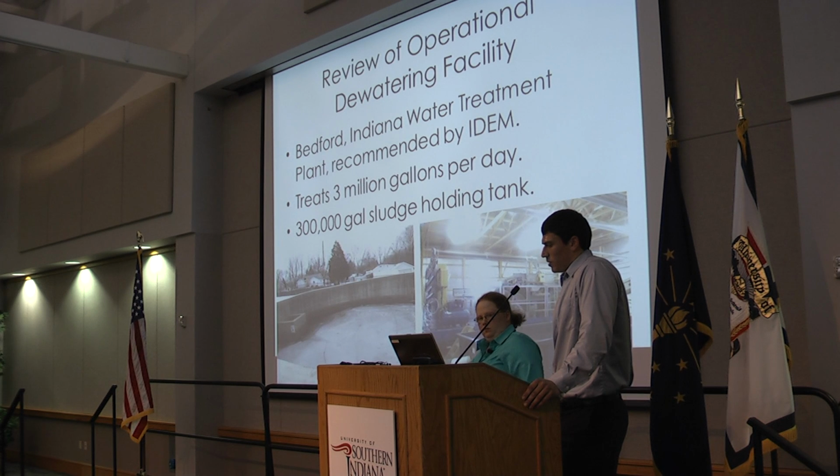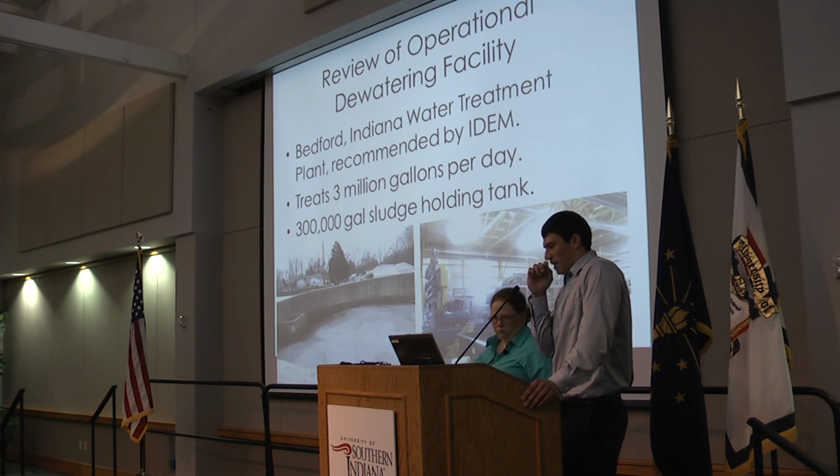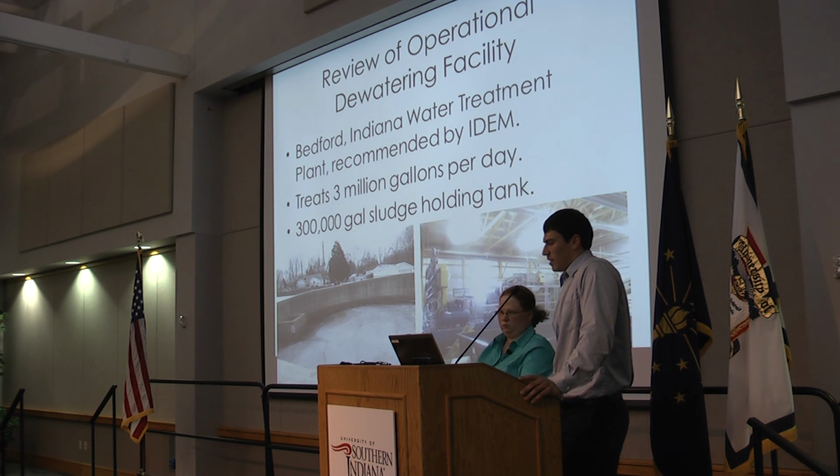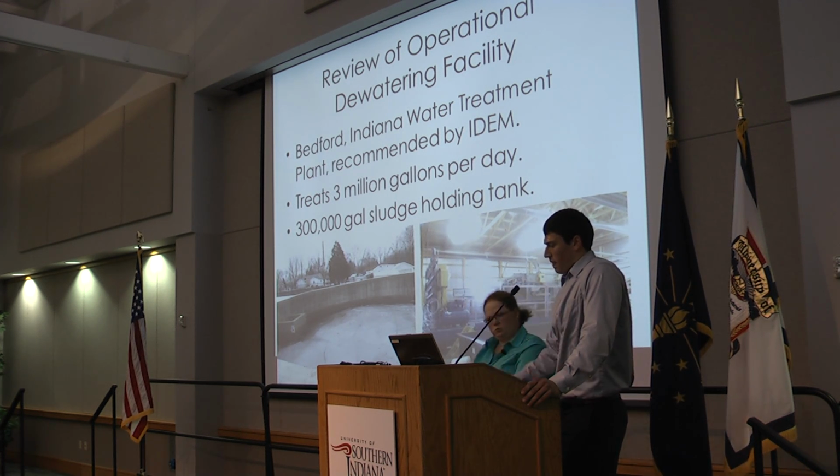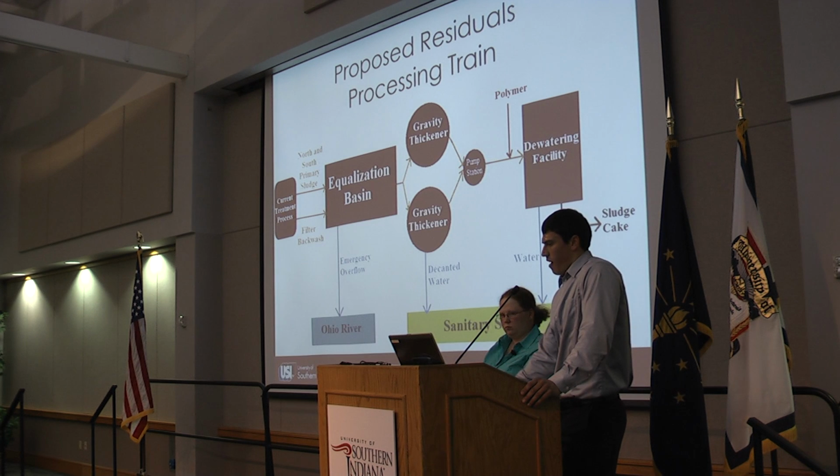Once the belt filter press dewaters the sludge, it is moved up the conveyor belt and loaded into trucks, and the water that is removed from the solids is taken to the sanitary sewer, where it's then pumped to the Bedford, Indiana wastewater treatment plant. During the summer months, they're able to produce 5 tons of solids per hour.